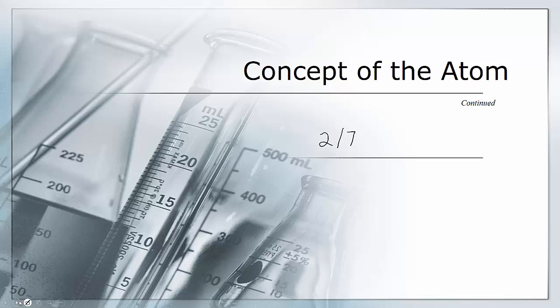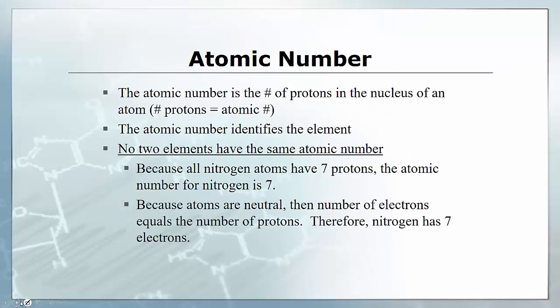So when we talked about the concept of the atom before, we talked about what the atom was made of, and now we're going to talk about more details on how we do it and what the different parts we now have scientific names for. So for example, we start with the atomic number. The atomic number is the number of protons in the nucleus of the atom.